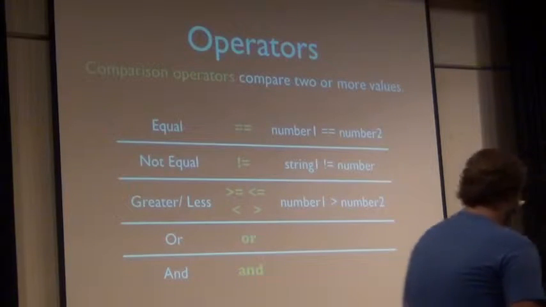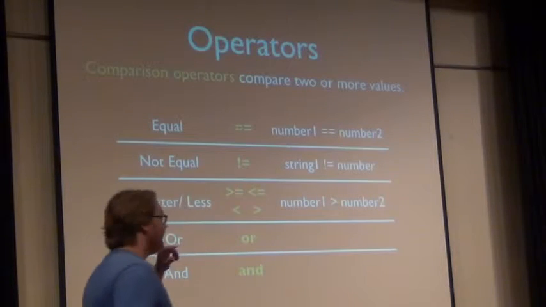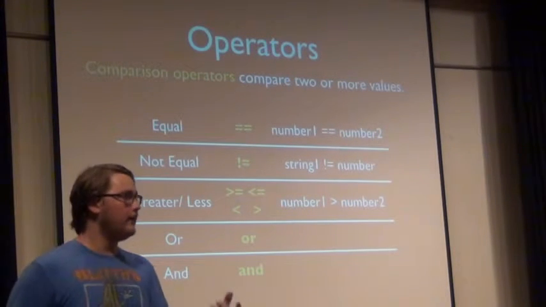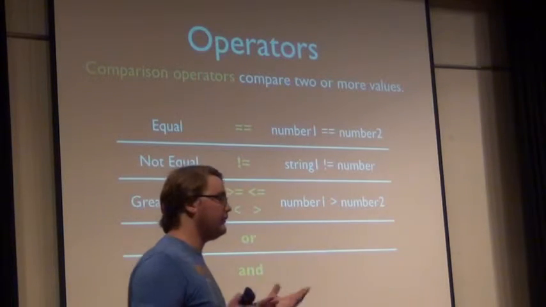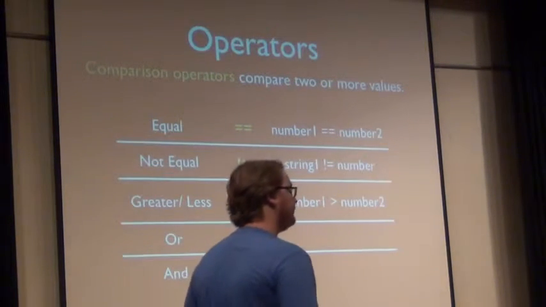Not equal is an exclamation point next to an equal sign. And it just checks to see if two different pieces of data are not equal.